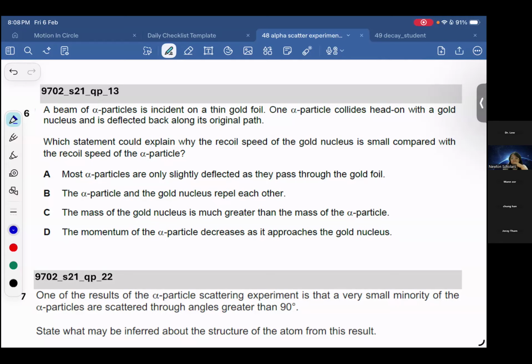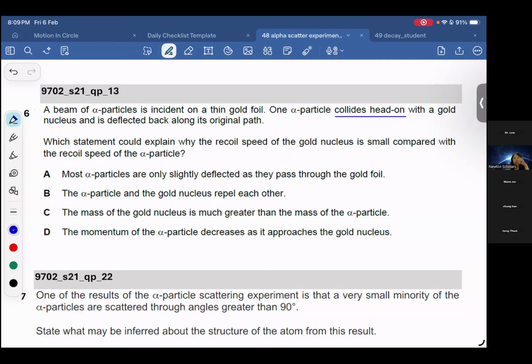Fatima, no, think again. Jore, yes. Vashini, yes. Sean, yes. Any others? Why is the recoil speed more? Fatima, yes, right now. Manjo, no. Chonghan, yes.